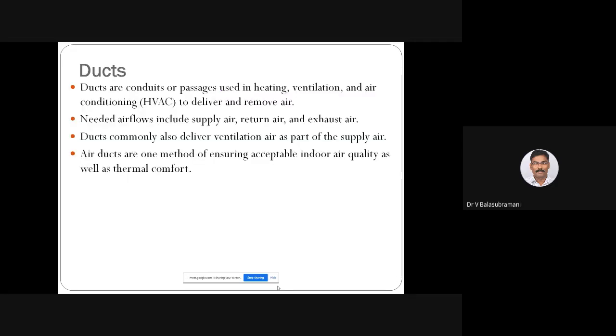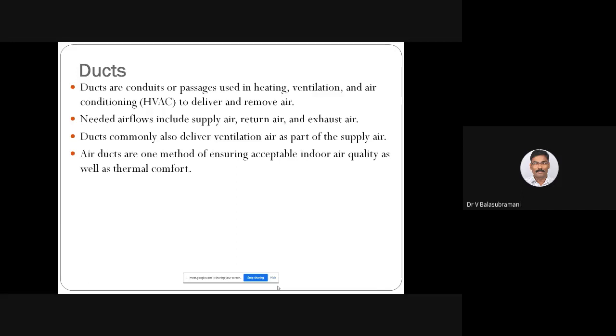First I have to start with the fundamental 5 or 6 slides. Then I will enter into the design principle, then I will enter into the main criteria. Most of the people are aware of the purpose of a duct. Students are also there, so they must know what a duct is.